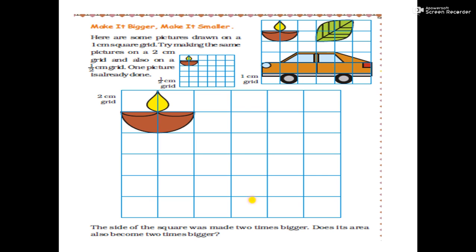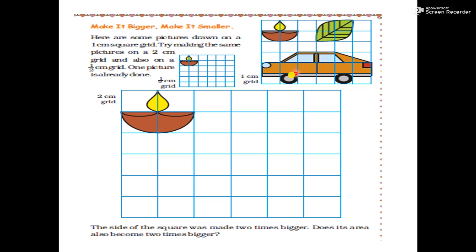Let's go ahead. Make it bigger, make it smaller. Here are some pictures drawn on a 1 centimeter grid. Try making the same pictures on a 2 centimeter grid and also on a half centimeter grid. One picture is already done. So you have to make this leaf and car in this half centimeter grid also and in this 2 centimeter grid also. The side of the square was made 2 times bigger.